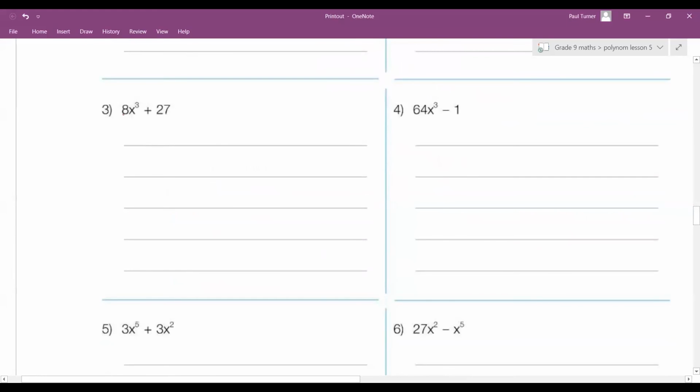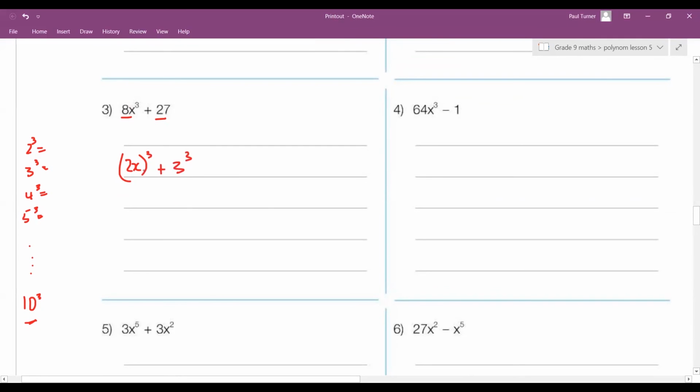Question 3, look for common factors. Well, there's no common factor, but you know 8 is 2 cubed. So it's a good idea to learn your cubes. So 2 cubed, 3 cubed, 4 cubed, and so on. If you can learn them down to 10 cubed, it will make your life a bit easier, a bit faster. Okay, so 8 is 2 cubed, and I'll put that in a bracket, plus, and 27 is 3 cubed, like that.